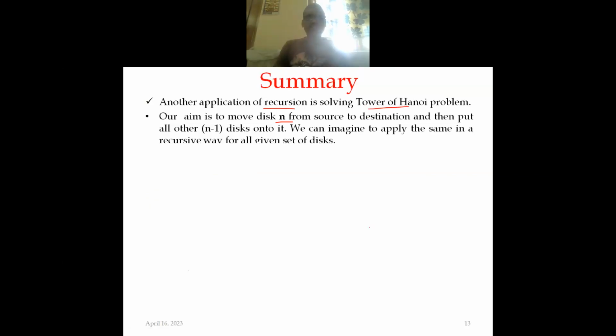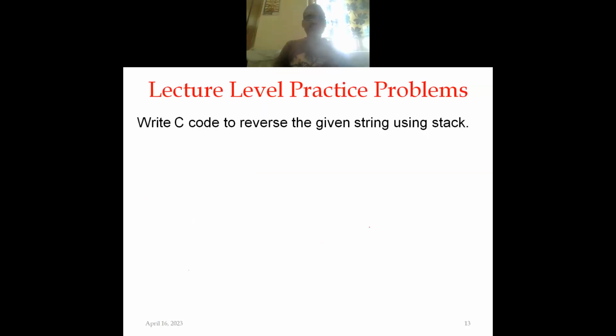So thank you. And this is about the lecture level practice problem: write the C code to reverse the given string using stack.